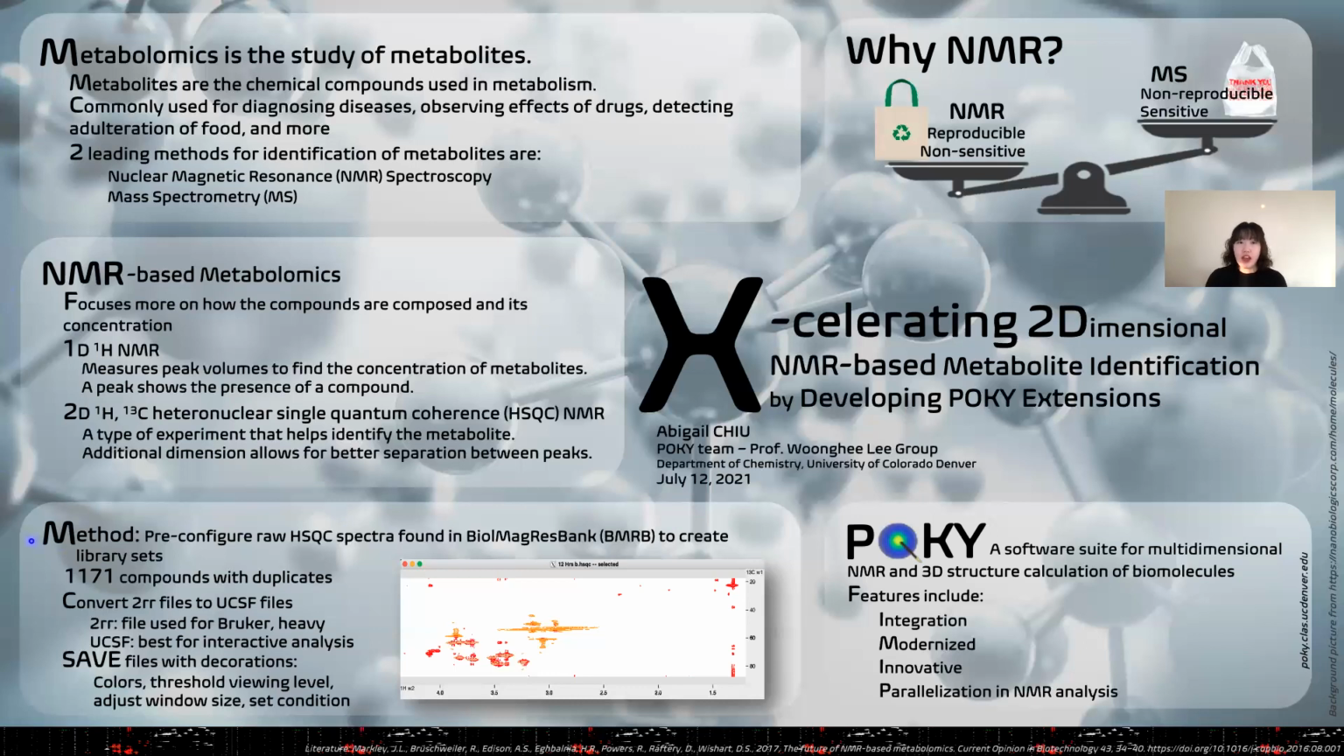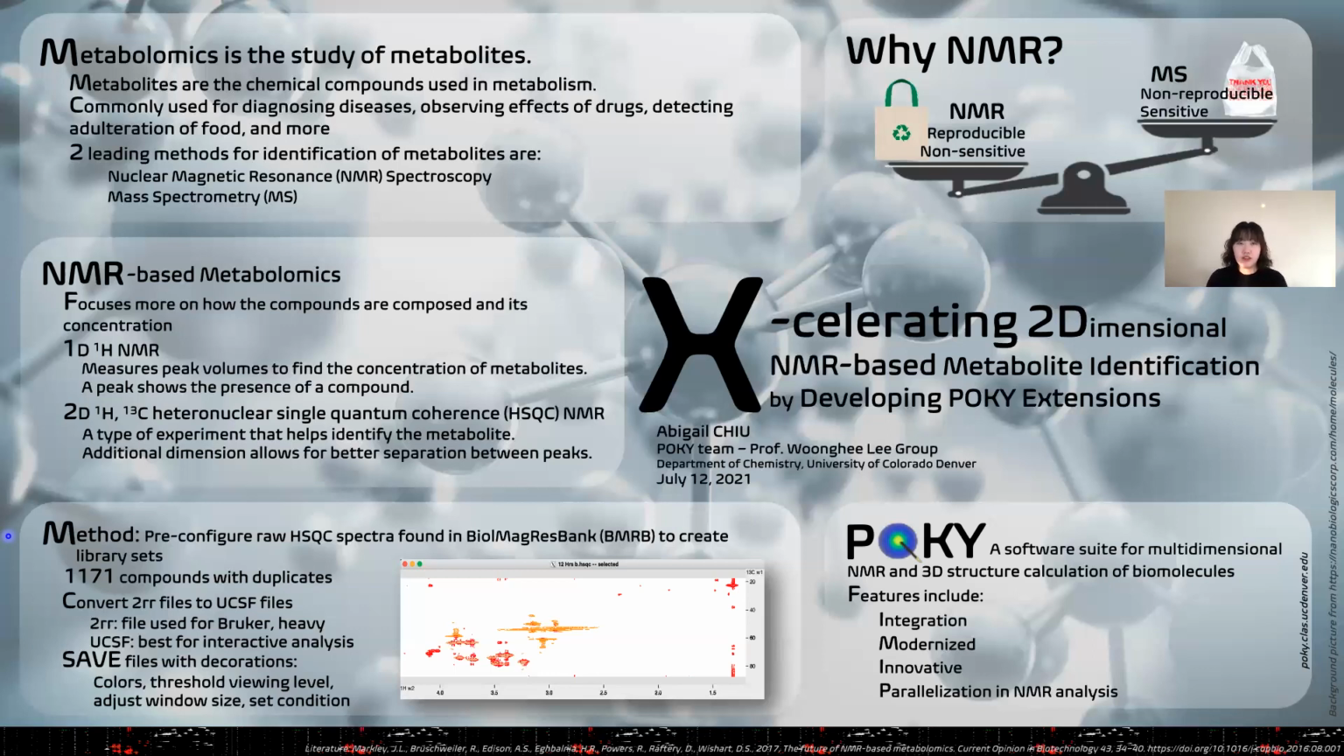For my project, I am pre-configuring raw HSQC spectra found in the Biological Magnetic Resonance Bank to create library sets. In other words, I'm making the process of identifying unknown metabolites easier. Scientists would compare their unknown to the standards to find its identity. This process is very long and tedious because there are thousands of standards, so they would use computer software to make that process easier. BMRB is an archive of standard metabolite NMR data that scientists upload. There are 1,171 compounds, including duplicates.